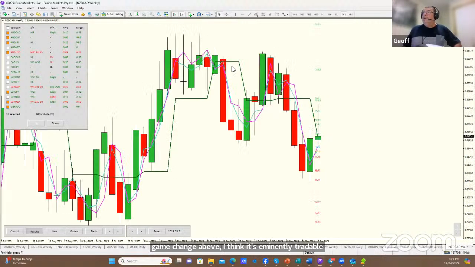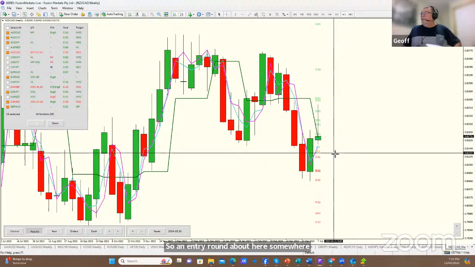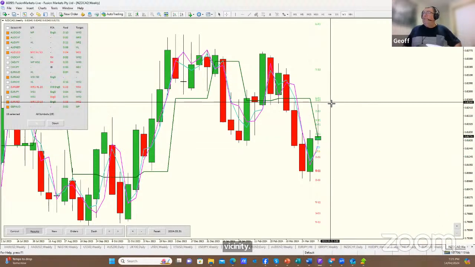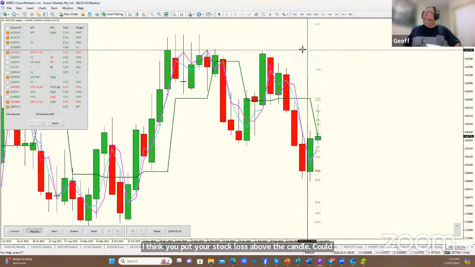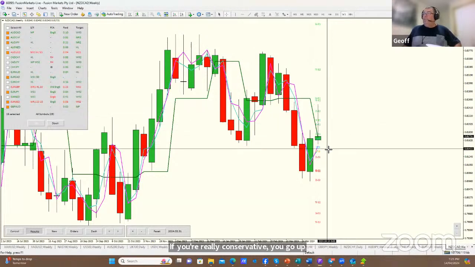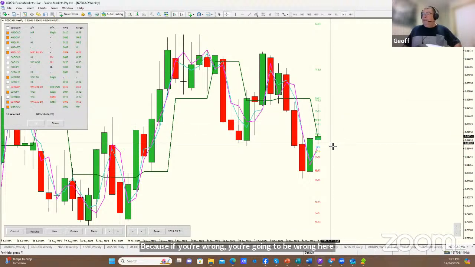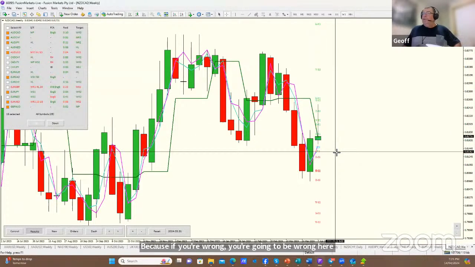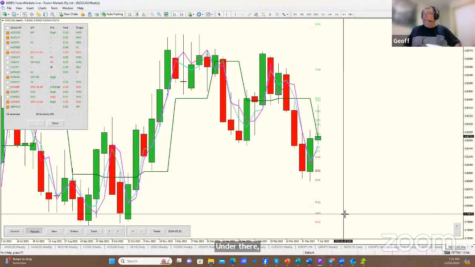I think if you could put an entry, maybe not underneath the candle, but underneath the pivots and underneath this swing, which is more important. So an entry round about here somewhere, let's say around about 81.30, 81.35, somewhere in that vicinity. I think you can put your stop loss above the candle, which could become a swing, could become a lower high. If you're really conservative, you can go up to there or there, but I think that would be sufficient, because if you're wrong, you're going to be wrong here anyway. So I think an entry under there, Kiwi CAD, may produce a reasonable result.